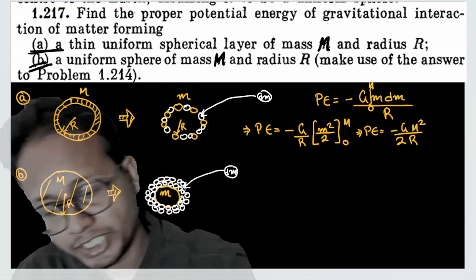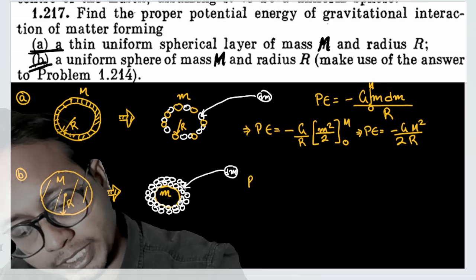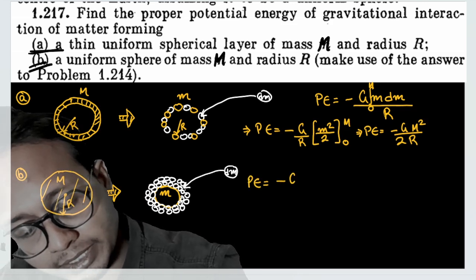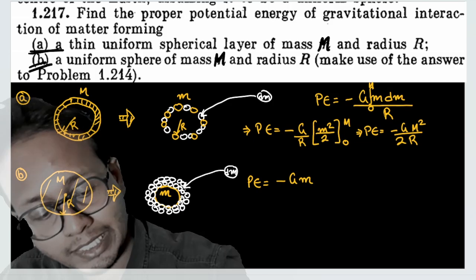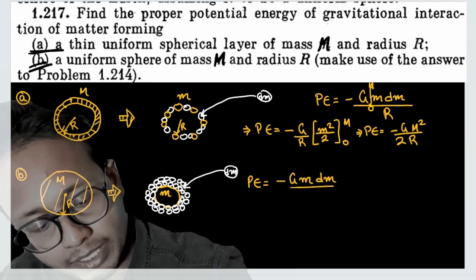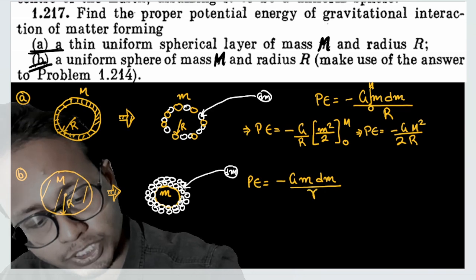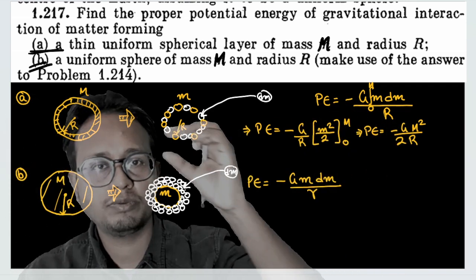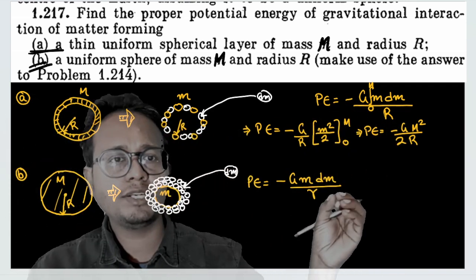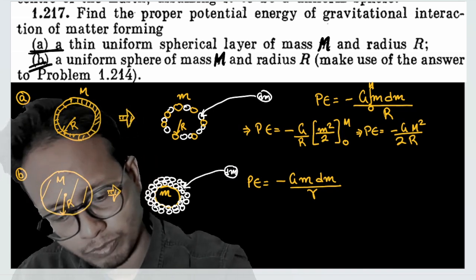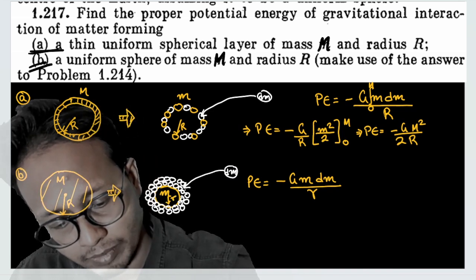Understood? So potential energy is nothing but minus G elemental mass into dm divided by small r. Student: Sir, in the previous question it was capital R, and this capital R was constant, which is nothing but the radius of the shell. But why did you use small r out here? Okay, small r is nothing but the radius of the elemental mass.